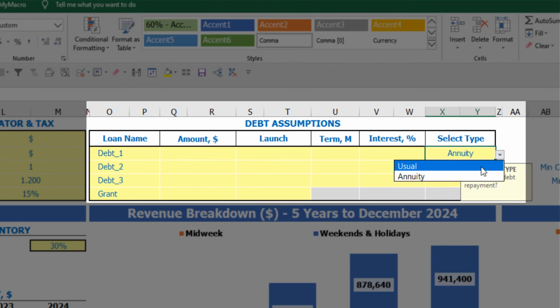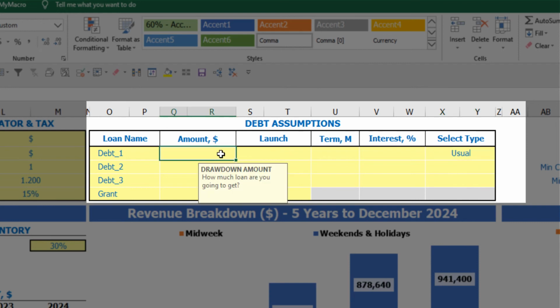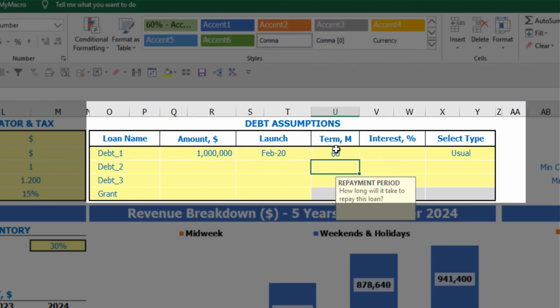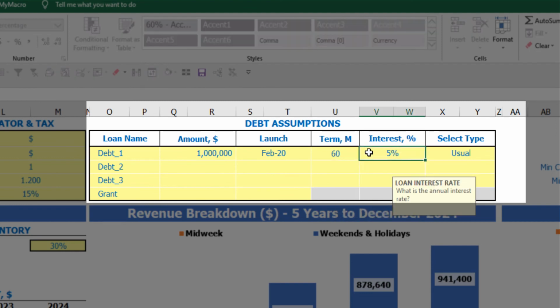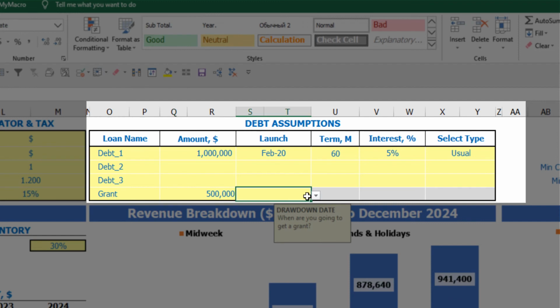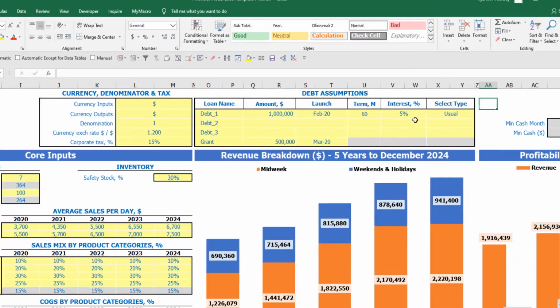In case you select usual, your main debt repayments will be equal parts and interest will be just interest on the debt's closing balance. Let me give you an example of how it works. You may input some amount of the debt, the launch date, the term, which will be 60 months, and interest, which can be 5%. You may also input the grant, which is just a simple amount paid in some specific months, and that's it: no repayments, no terms, no interest.